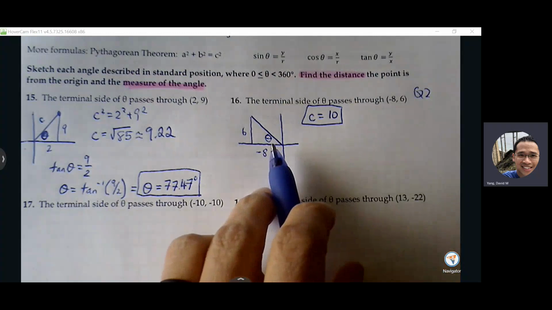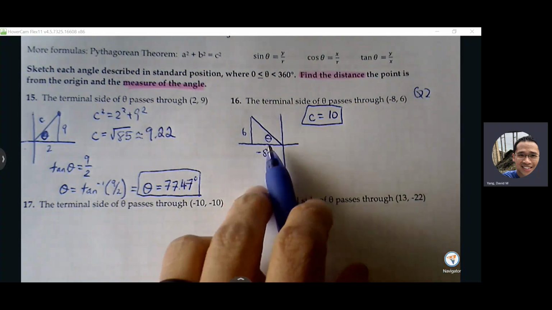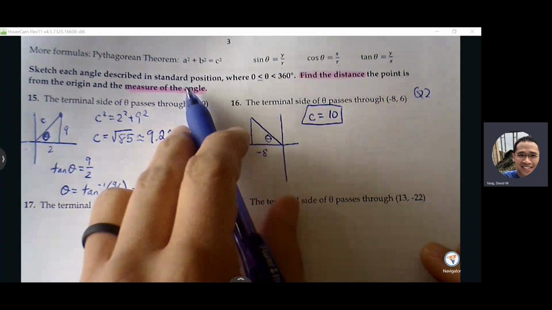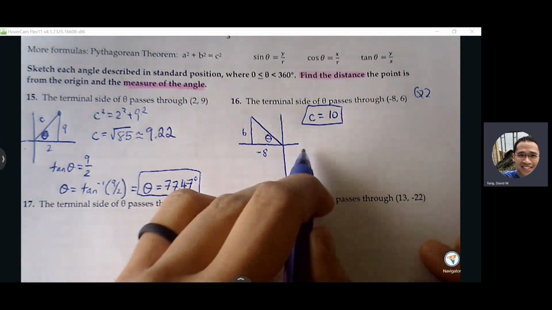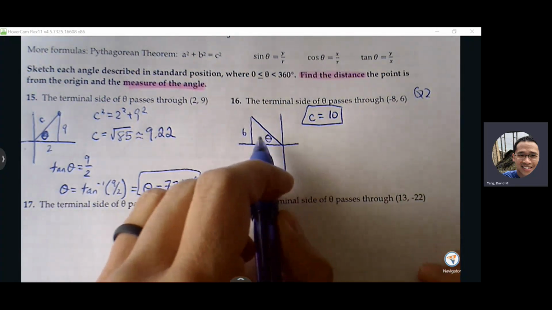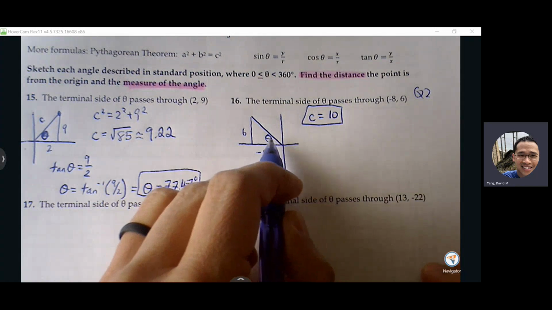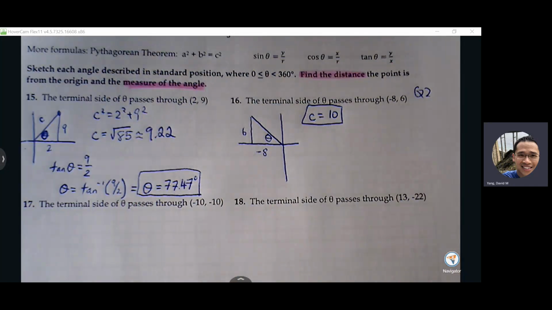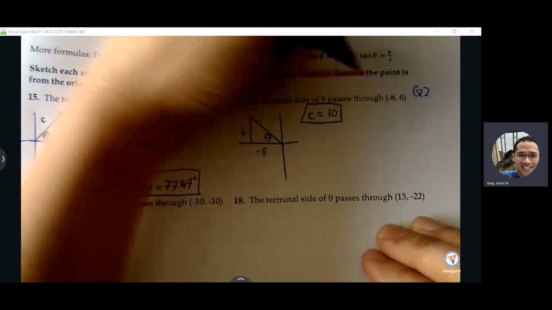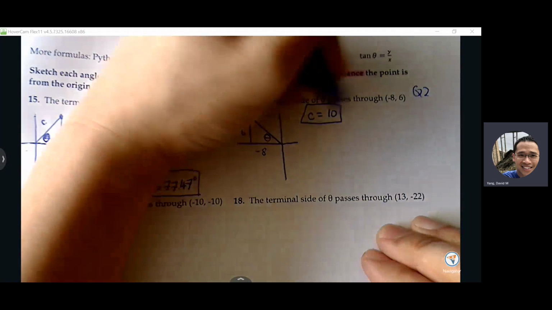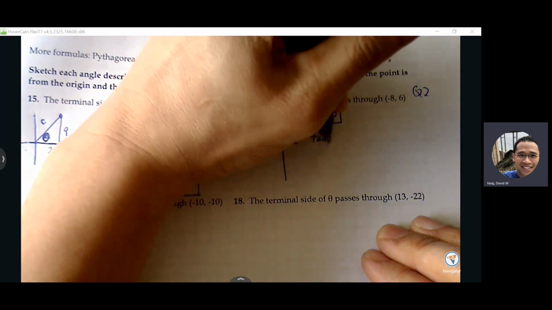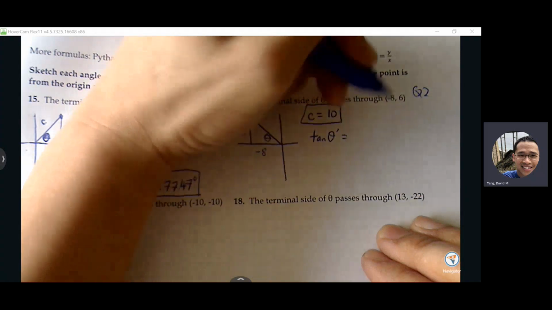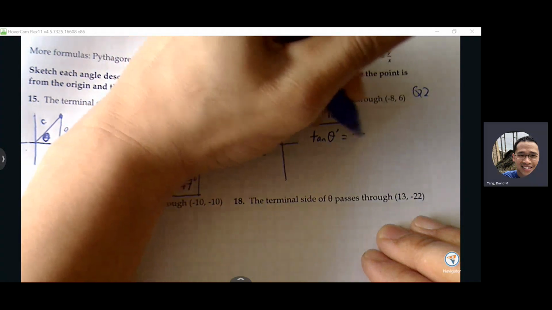Now, we have to be careful here because when we solve for theta, we want to find the measure of the angle, as if we're counting going from 0. So when we find our theta, understand that it's just going to be a reference angle. We have to make sure we adjust it so that it lands as a second quadrant measure. But I'll call this theta prime for now. So tangent theta prime equals 6 over -8.